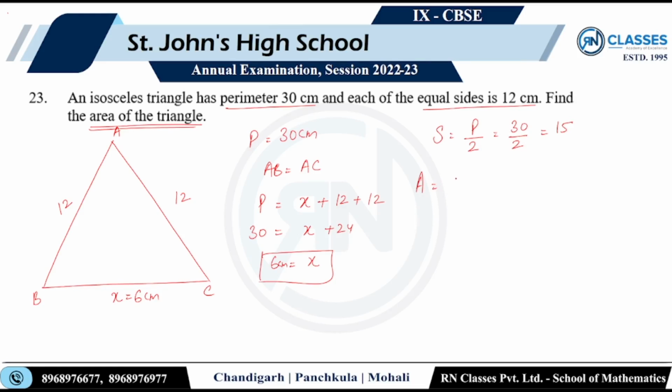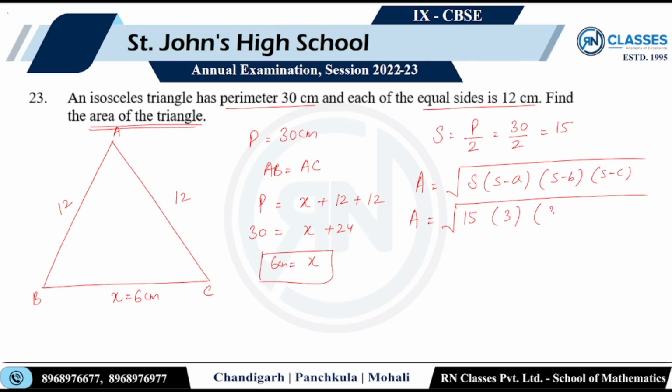So area, by Heron's formula, is the square root of S into S minus A into S minus B into S minus C. S is already 15. S minus 12 will give you 3, S minus 12 will give you 3, and S minus 6 will give you 9, right? So inside, the pair is complete, that is 3. The square root of 9 I can directly write as 3. Root 15 will come over here. So the area is 9 root 15 centimeter square. Quite simple and straightforward, right?